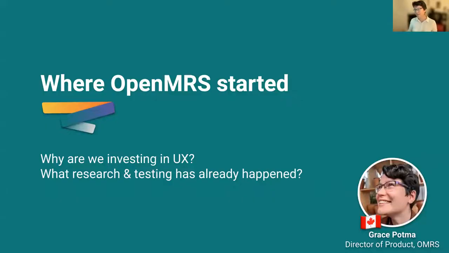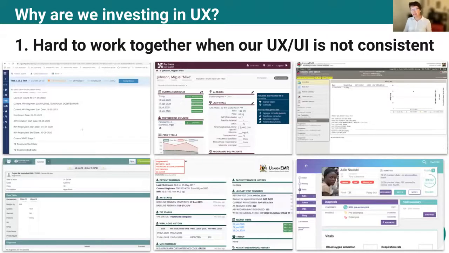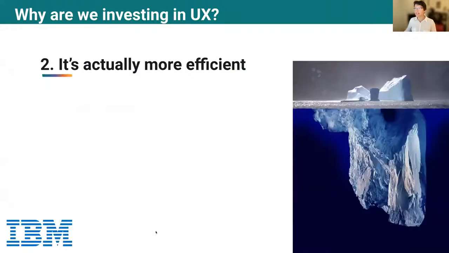Now, where did we start from as OpenMRS? Why are we investing in user experience? And what research and testing has already been going on? There are a couple reasons why we're investing in user experience. The first is very simple. It's hard to work together when the user experience and product flow and the user interface is not consistent across all of our different global front ends. But another reason is that it's actually more efficient to invest in user experience early.